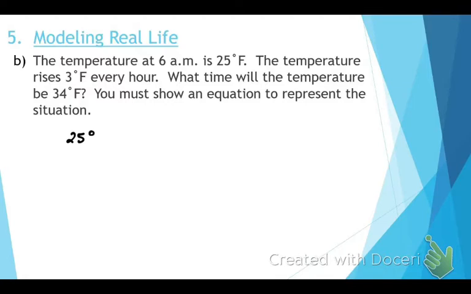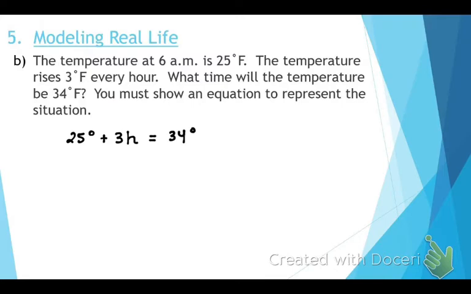Next up, it says the temperature rises 3 degrees Fahrenheit every hour. If something rises, is that going to be add, subtract, multiply, or divide? Add. You are going to add 3 degrees every single hour, or per hour. That means you have to multiply it times every hour. So I'm going to put H for hour. 3 times H, 3 per hour. It says, what time will the temperature be 34 degrees? So I want it to be 34 degrees. So we're going to say equals 34 degrees.